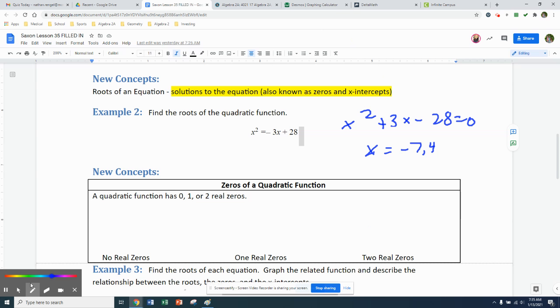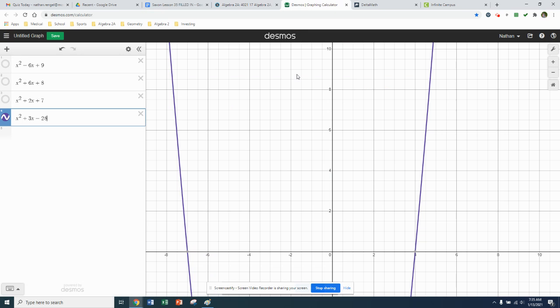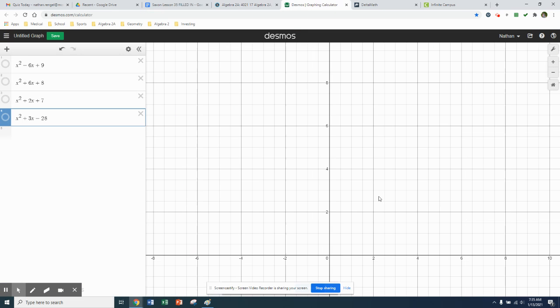So heading into, I'm going to use the program Desmos again. So if you are wanting to use this program, if you go to our schedule, and if you click on the green Desmos icon, it'll open up a window for you to use Desmos.